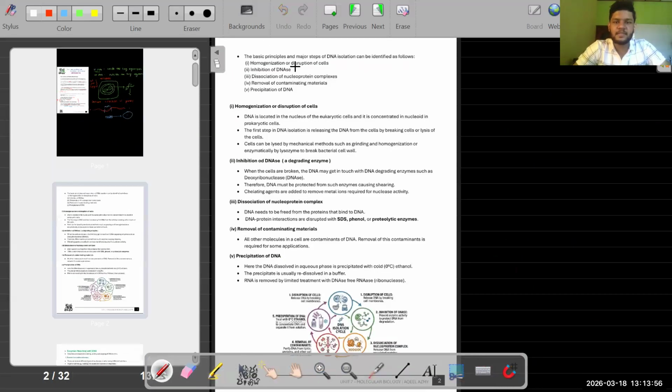The basic principles and major steps of DNA isolation. These are the steps of how DNA is isolated. What are the steps? First one, homogenization or disruption of cells. Second one, inhibition of DNases. Third one, dissociation of nuclear protein complex, removal of contaminating materials, and precipitation of DNA. Right?